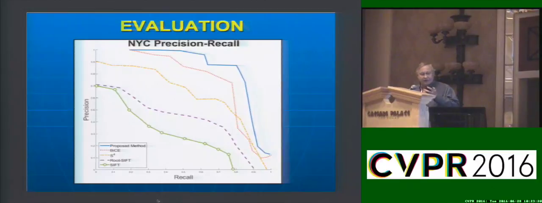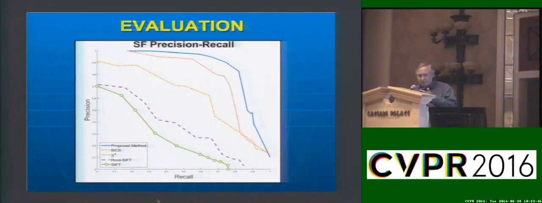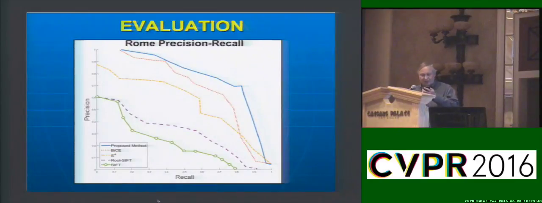We compared our method for retrieving matching facades against local feature approaches such as SIFT and root SIFT, the more sophisticated binary coherent edge descriptor of Zitnik, and the scale-selective self-similarity descriptor, which was developed specifically for aerial to street facade matching. Our approach outperforms these other methods on 3 city datasets: New York, shown here, San Francisco, and Rome.